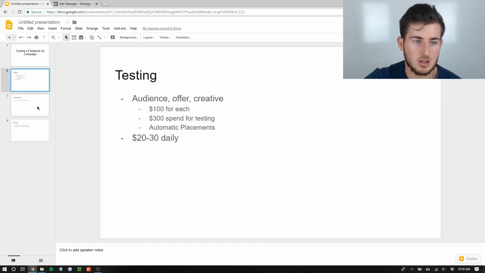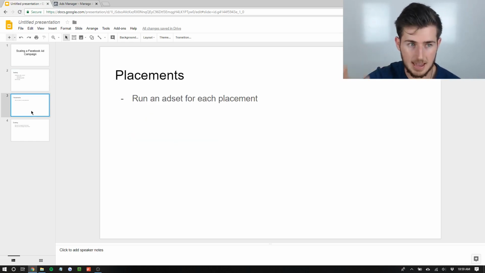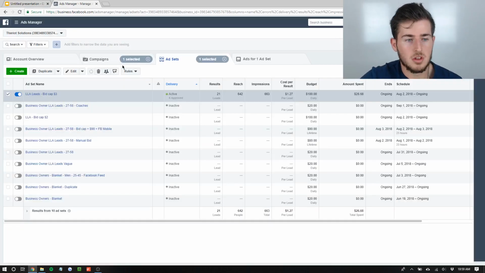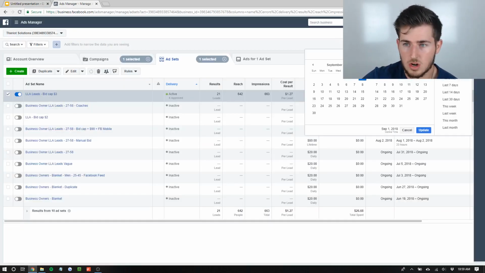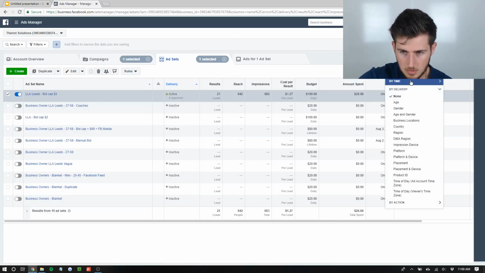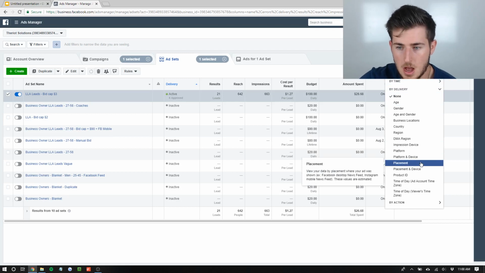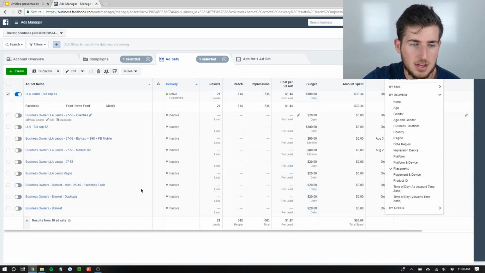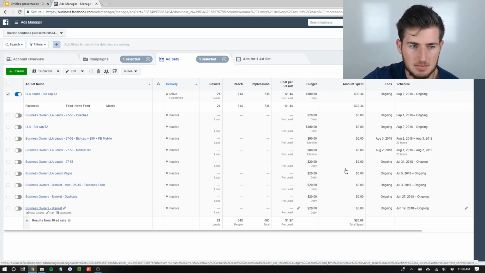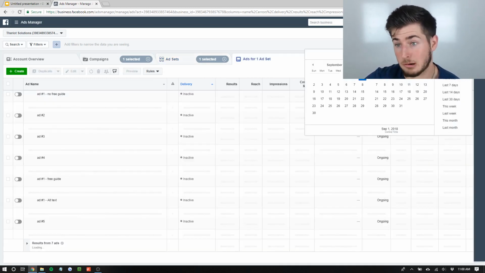And what you can do, when you're in the first initial stage of scaling a campaign, after you got this campaign locked down with automatic placements, is come right here to performance and breakdown, and then you can go to placement. You also can do device, but I'm just gonna do placement, and you can actually see specifically where Facebook is spending your money and where you're getting your leads.